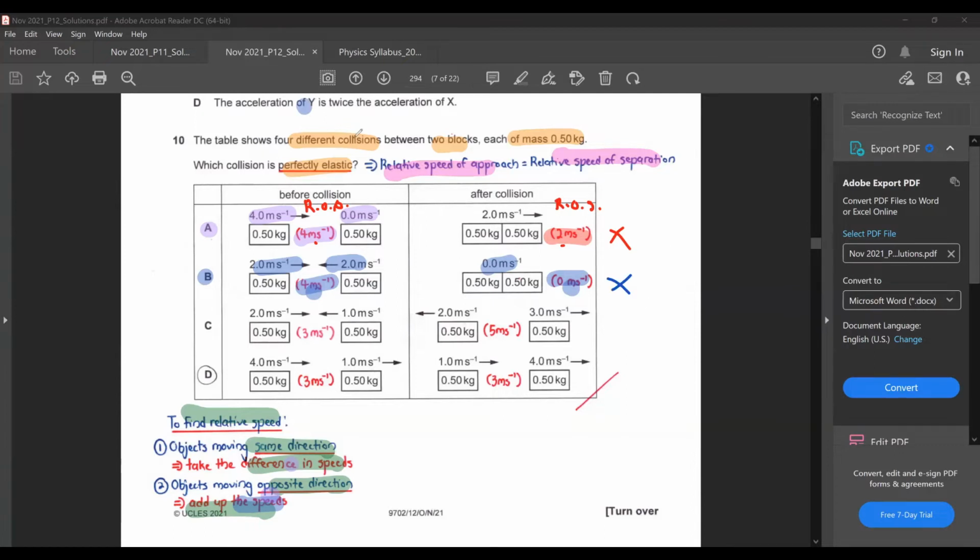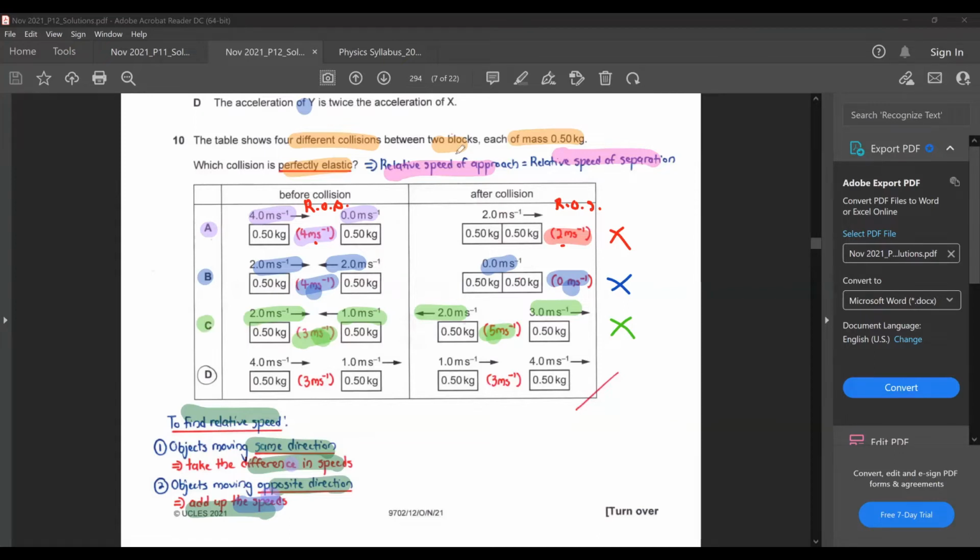Let's look at C. Both objects are moving in opposite directions. Add up the speeds. 2 plus 1 gives me 3 meters per second for the relative speed of approach. After the collision, both are again moving in opposite directions, moving away from each other. You add the speeds up. 2 plus 3 gives you 5. 3 meters per second is not the same as 5 meters per second, so this one again is out. So C is also not what we want.